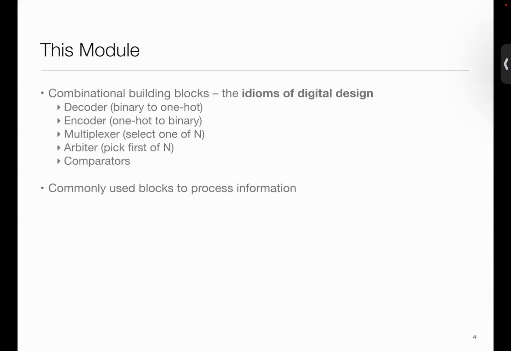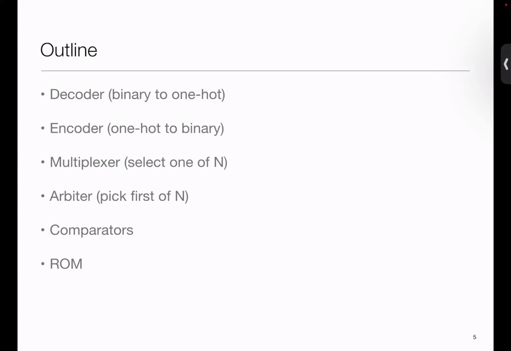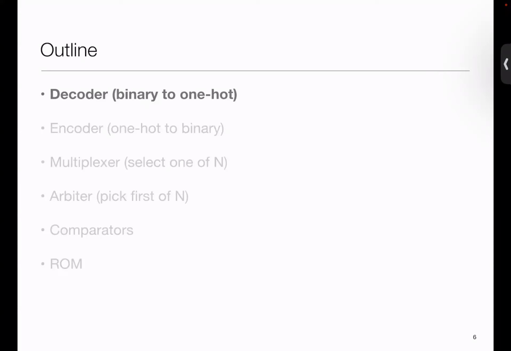So as opposed to going all the way down to NAND gates and OR gates and AND gates, which are very, very simple in terms of their functionality, it turns out that these components tend to play an important role. Okay, so let's start with those. So decoder, encoder, multiplexer, arbiter, comparator, and then we're going to look at something called ROM, or read-only memory.